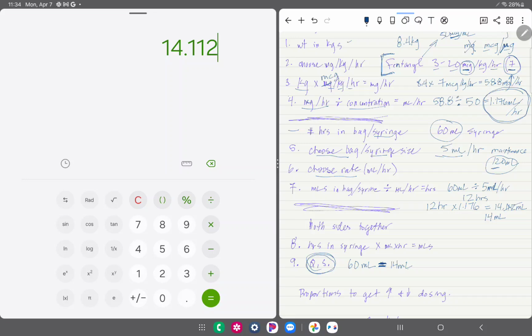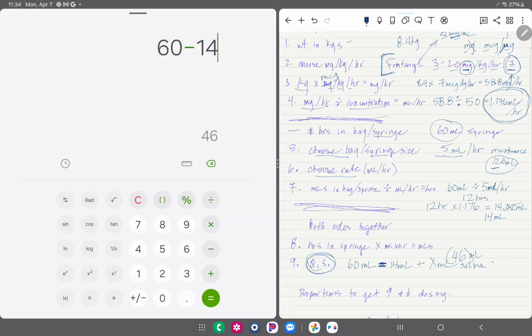And then I should say, the 60 should equal now, not minus, not add. 60 mils equals that 14 mils plus another volume of saline to get it up to 60. So you can do that. If you take 60 minus 14, I'm going to need 46. This mystery volume is 46 mils of saline to equal 60 mils.